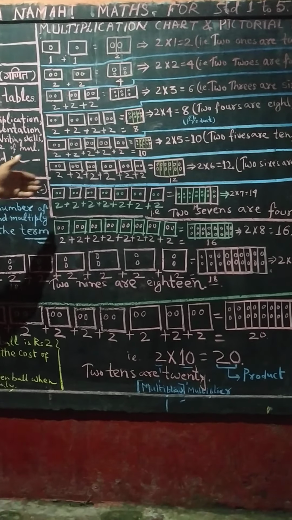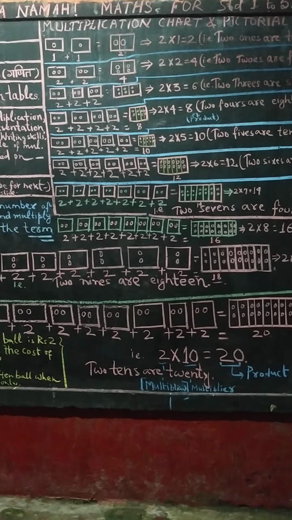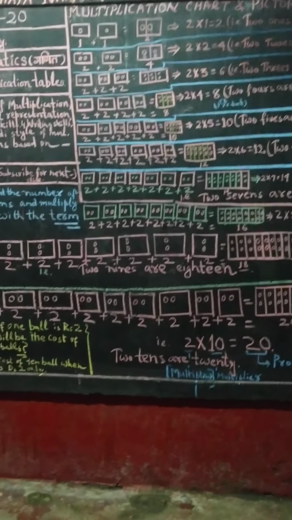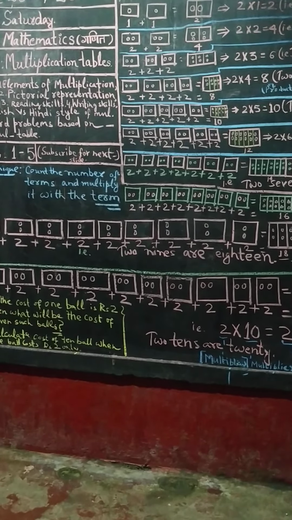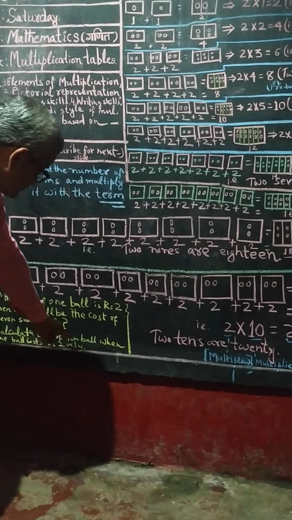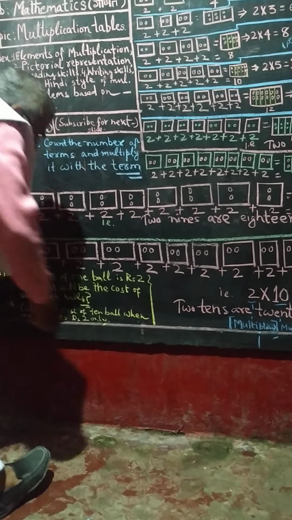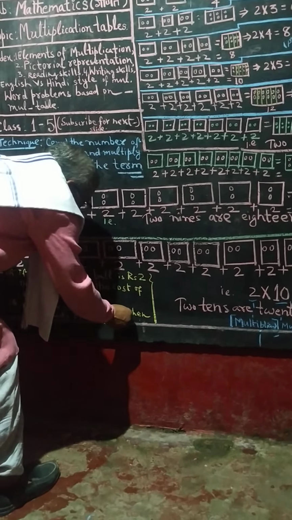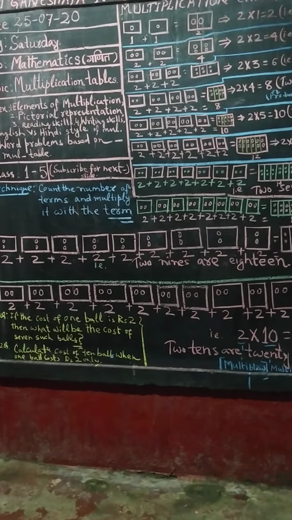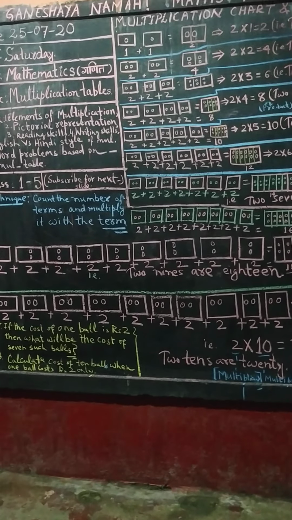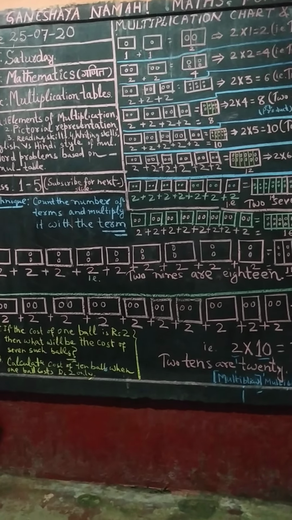tables very comfortably. And your homework is a word problem: if the cost of one ball is ₹2, what will be the cost of 7 such balls? And the second question: calculate the cost of 10 balls when one ball costs ₹2 only. This is sufficient for today. In the next class we will discuss more about word problems based on the multiplication table. You solve from your lesson 8.